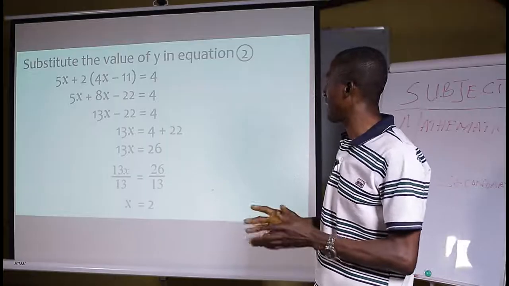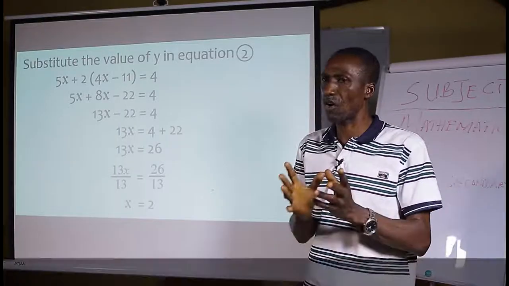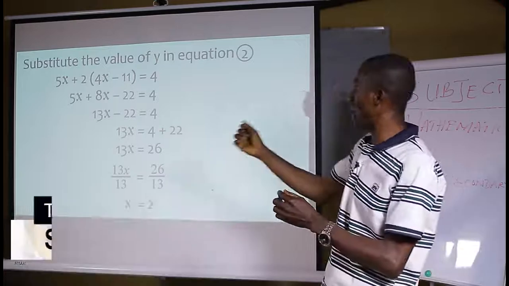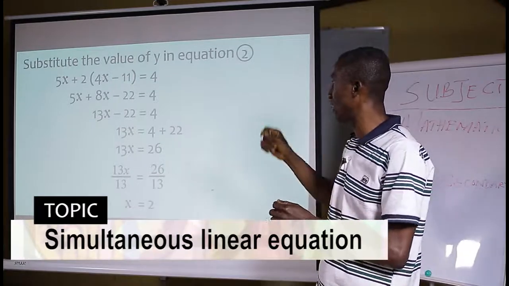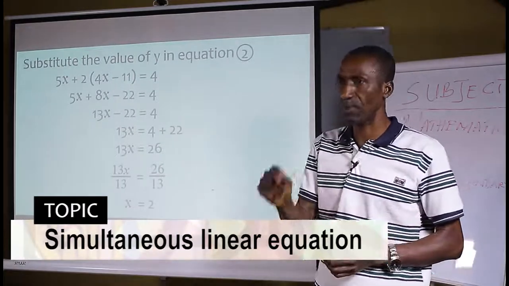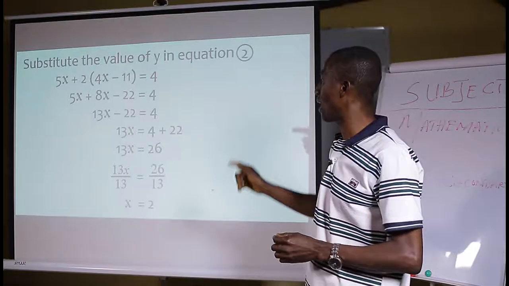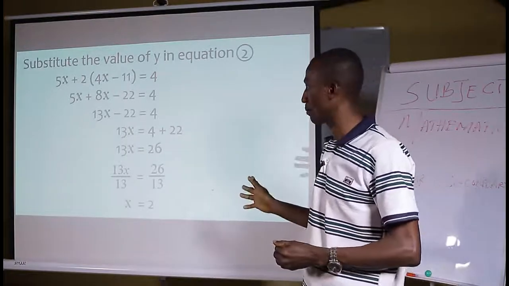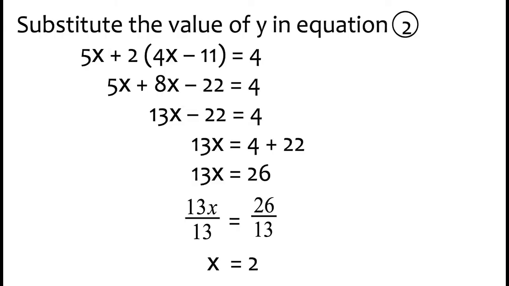Now, minus 22 and 4 are constants, or you can say they are like terms. So when minus 22 crosses to the right, the sign changes. It becomes plus 22. So I now have 13x equals 4 plus 22. So 4 plus 22, the answer is 26. So I now have 13x equals 26.